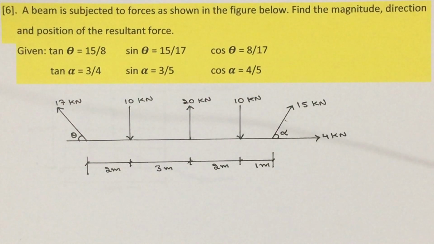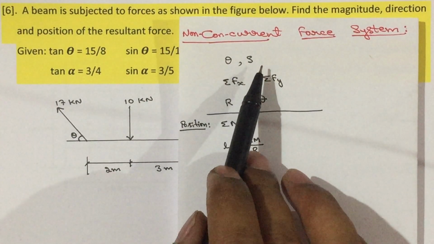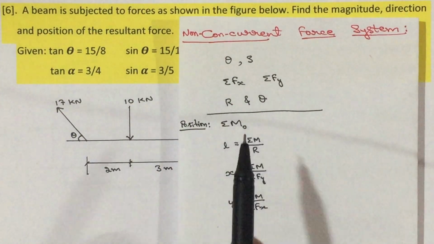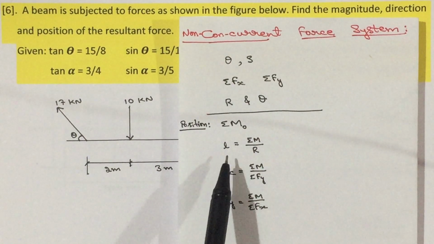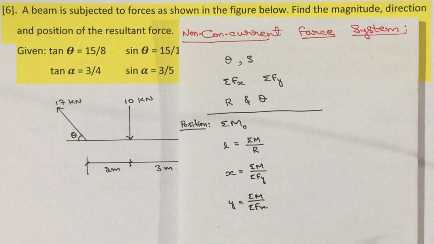We will follow the same procedure, that is horizontal angle theta and splitting of the inclined forces, then sigma fx, sigma fy, then r and theta. Then if you want the position, that means sum of the moment with respect to the required force, then perpendicular distance, x-intercept and y-intercept.